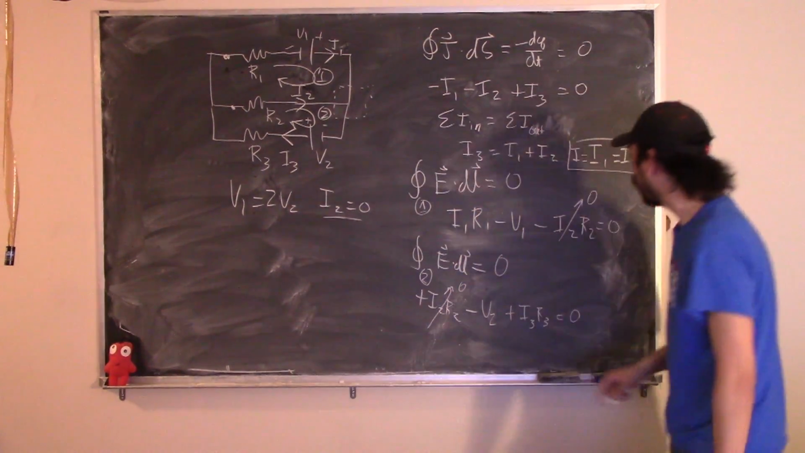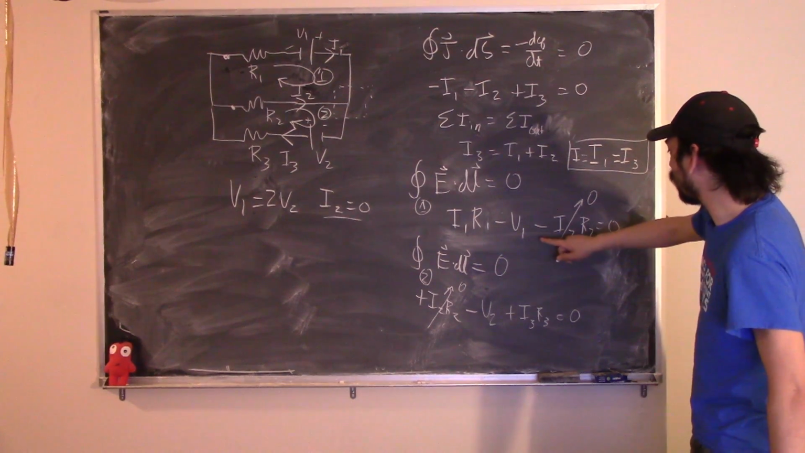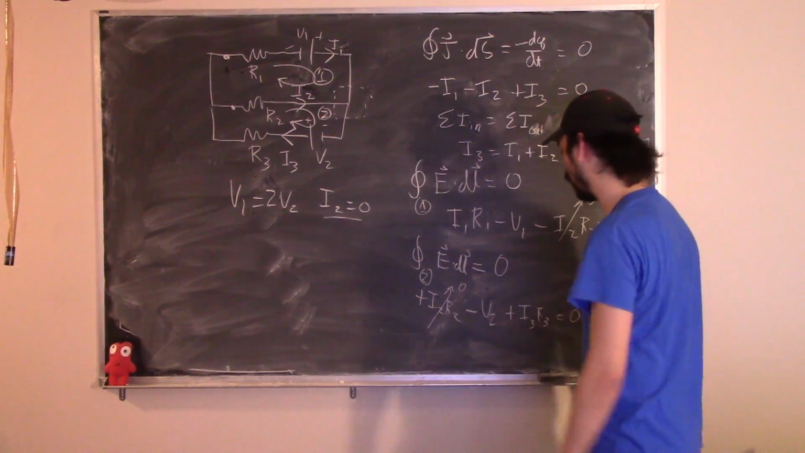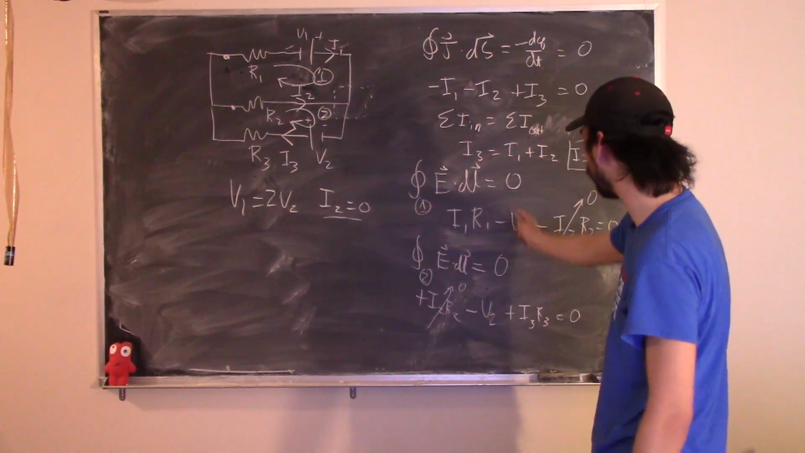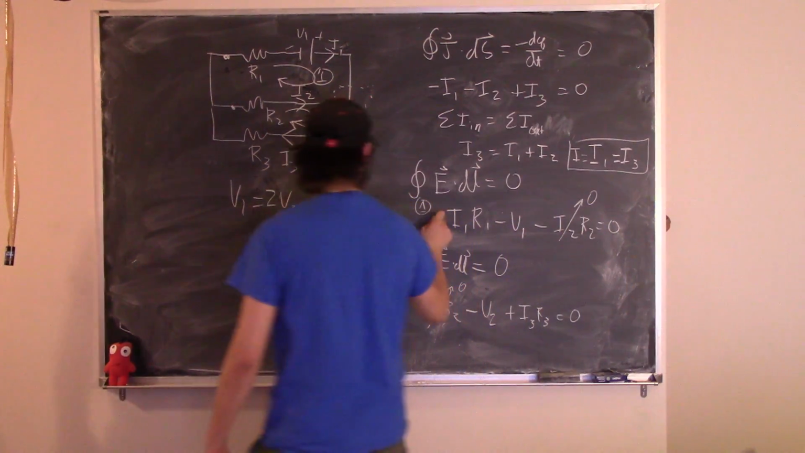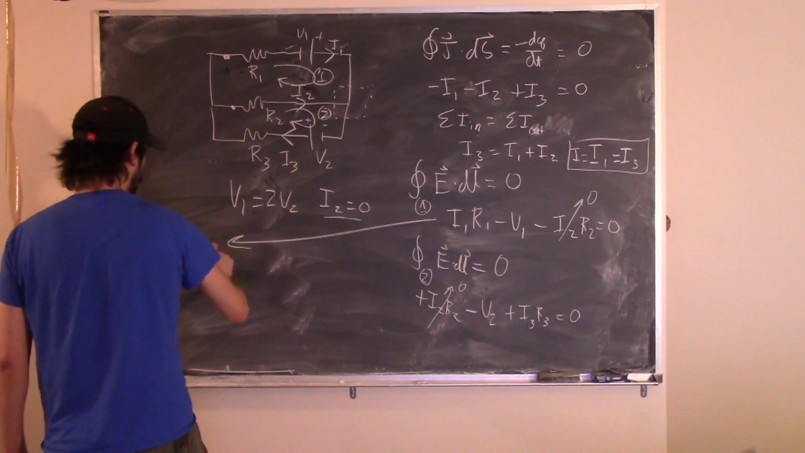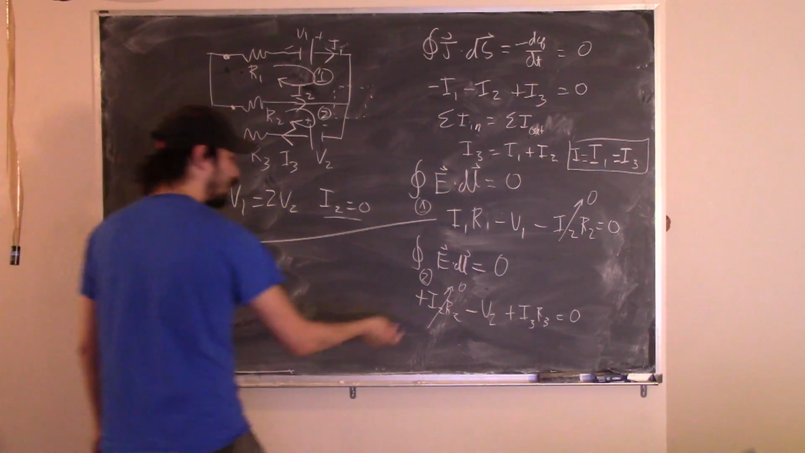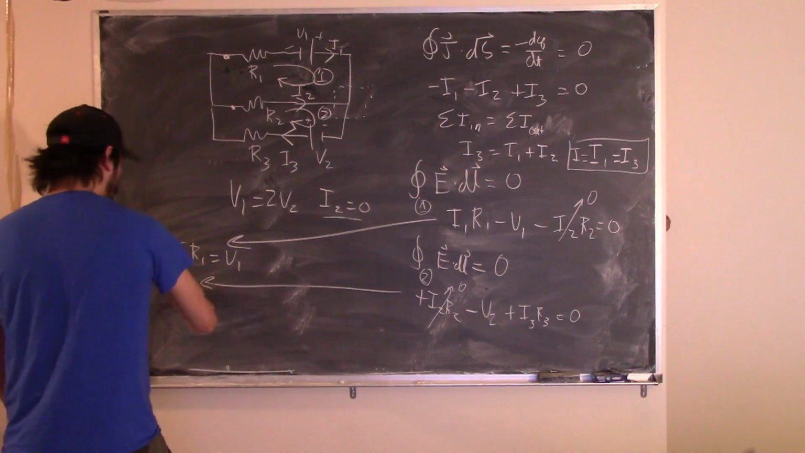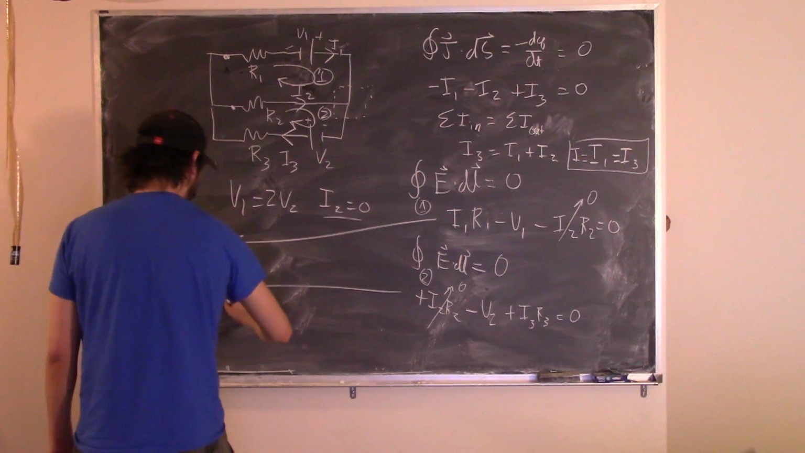Okay? So now what we have is a system of two equations, two unknowns. We don't know what R1 is, we don't know what R2 is, but we can relate those to what the V's that we have are. So from this equation, I'm going to bring this over here. I1 times R1 is equal to V1. And then this one I can bring over here. This says that I3 times R3 is equal to V2.